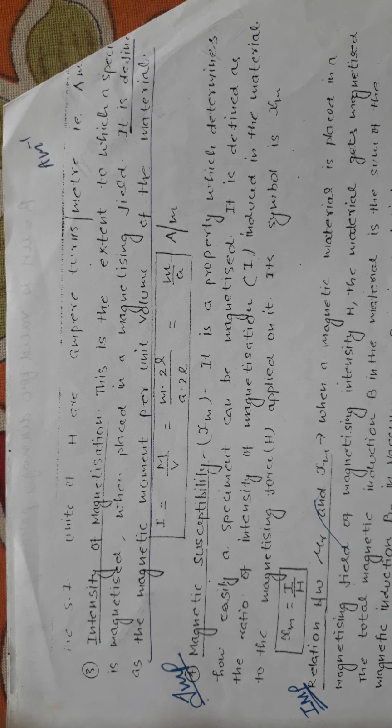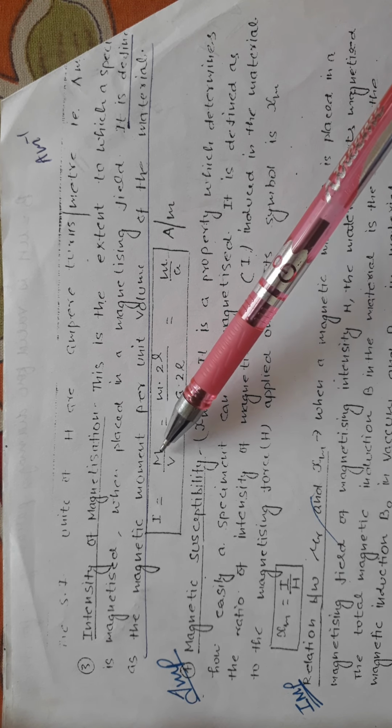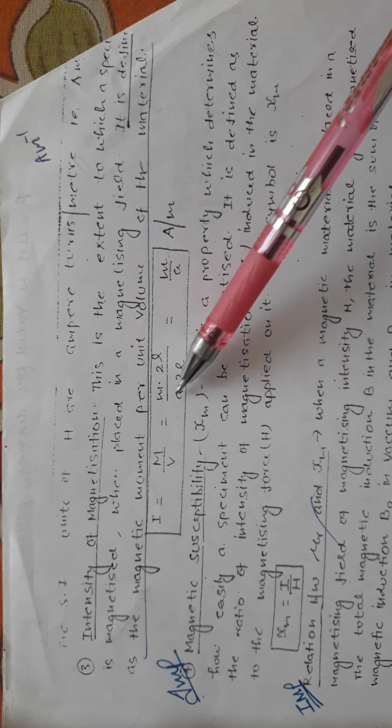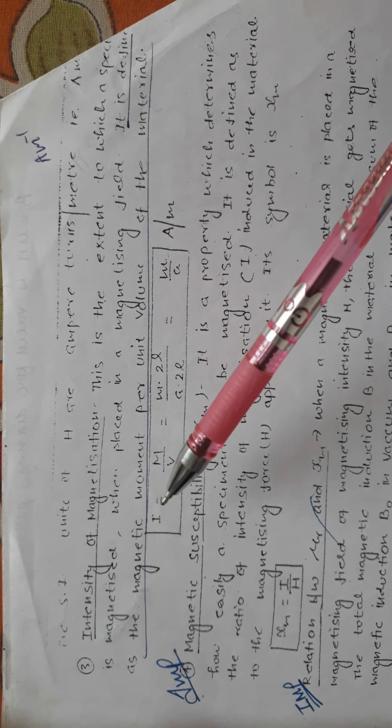Okay, now the next term is intensity of magnetization. Students, when a material is placed in a uniform magnetic field, the magnetic field magnetizes the material by inducing magnetic dipole moment in the material. How much dipole moment is developed per unit volume is called the intensity of magnetization. I is equal to M by V, and we know the magnetic moment M is m into 2L, and volume is area into length, so 2L is cancelled. So m upon A is also written as I, which is the intensity of magnetization.